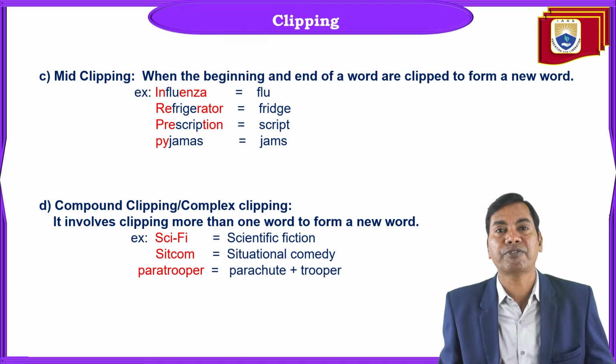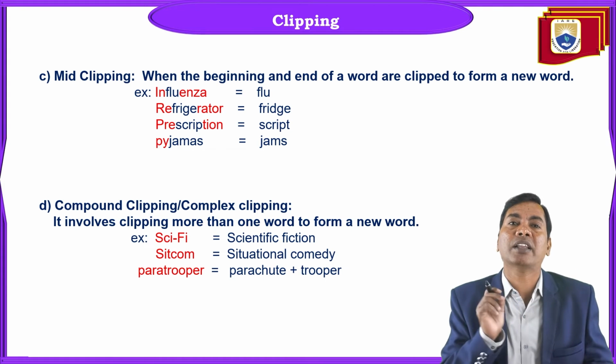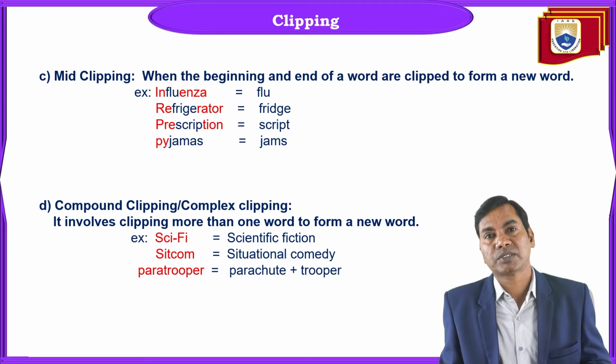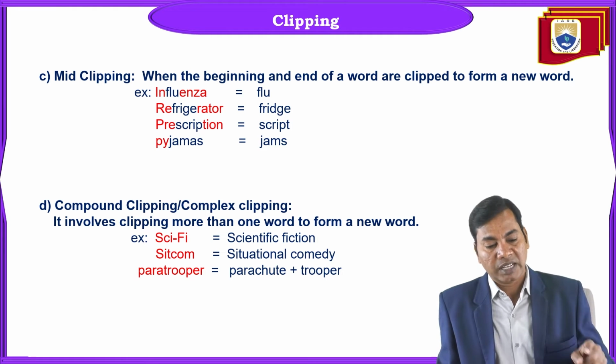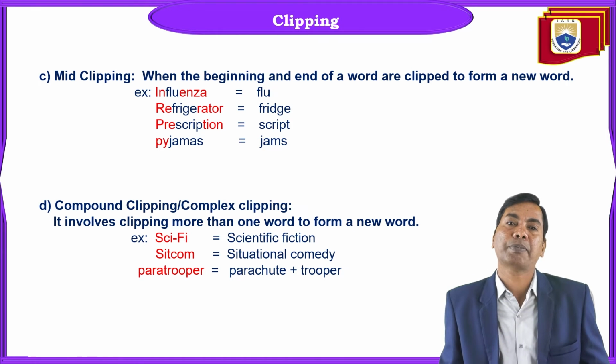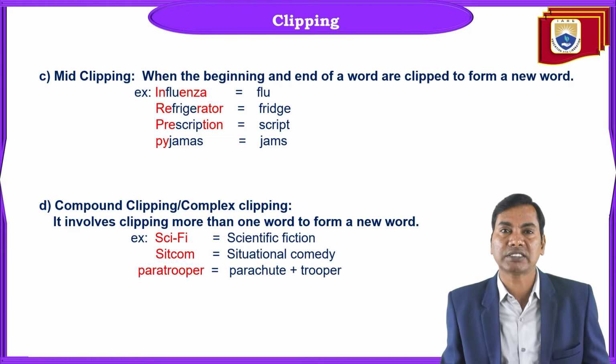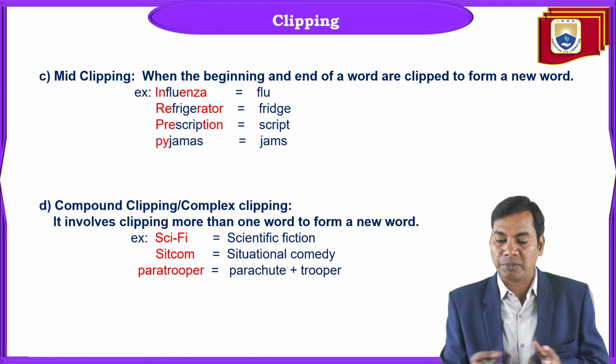And now the third type of clipping is mid clipping. What is this mid clipping? Means removing certain parts from the middle of the word. So first part is back clipping, means removing the back part of the word to create a new word. Second type is removing the initial part, which is called fore clipping. Now third type under clipping is mid clipping. What is mid clipping? When the beginning and end of a word are clipped to form a new word.